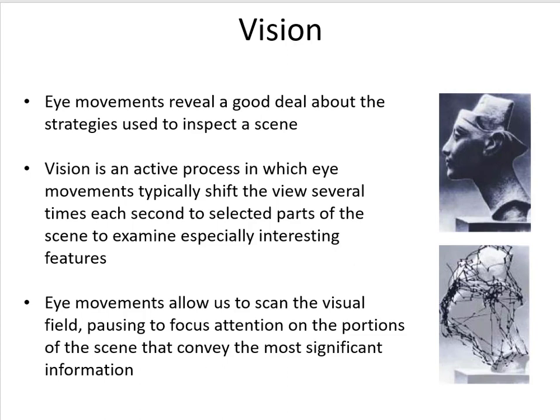And as we're scanning that visual field, we pause to focus attention on the portions of the scene that convey the most significant information relevant to the task at hand. So if we look at this bust of Nefertiti, who was an Egyptian ruler, when we use eye tracking on it, and what we're doing here is we're looking at where the eye stops and the movement path that the eye is making, what you can see is that when people do this, those eye movements are actually focused on portions of the scene that are most significant.